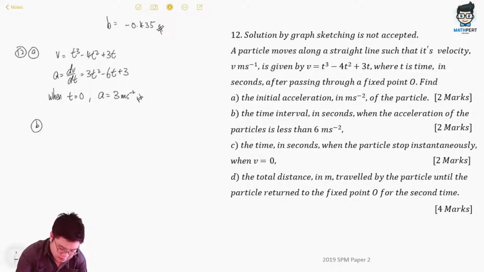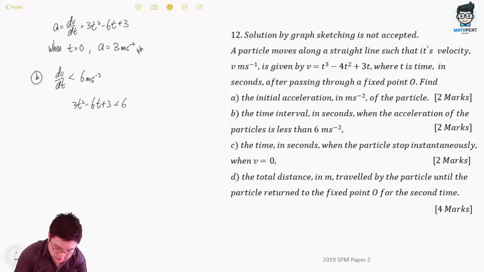Okay. B, the time interval in seconds when the acceleration of the particle is less than 6 meter per second square. So that means dv/dt less than 6 meter per second square. So I can get 3t squared minus 6t plus 3 less than 6. Okay, I rearrange it, I will get 3t squared minus 6t minus 3 less than 0. Factorize it, 3t plus 1, t minus 3, less than 0.